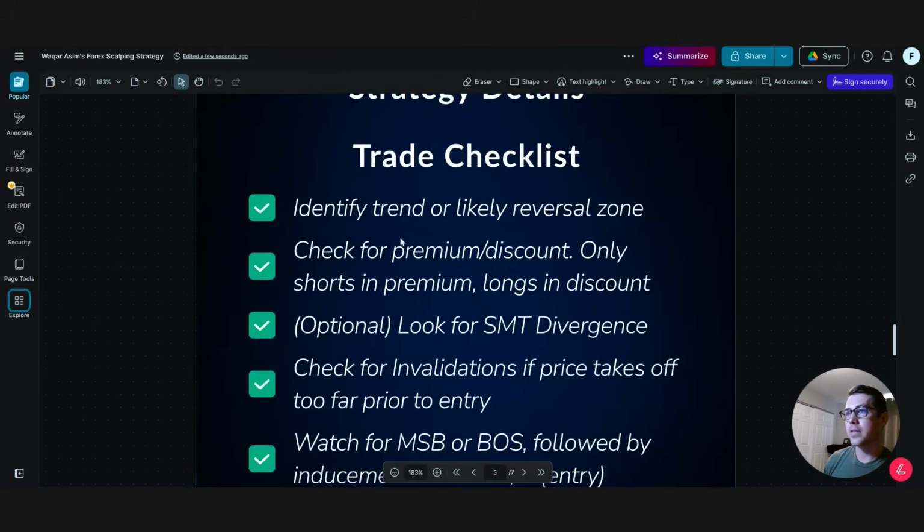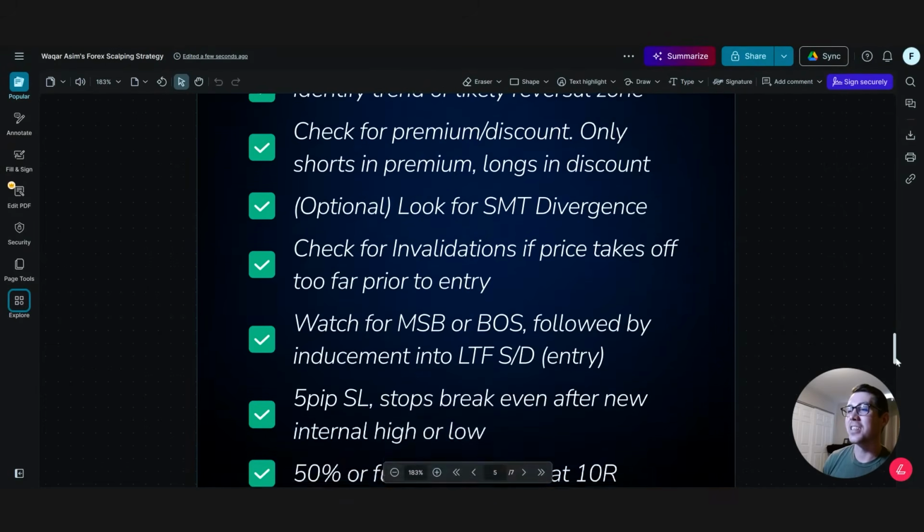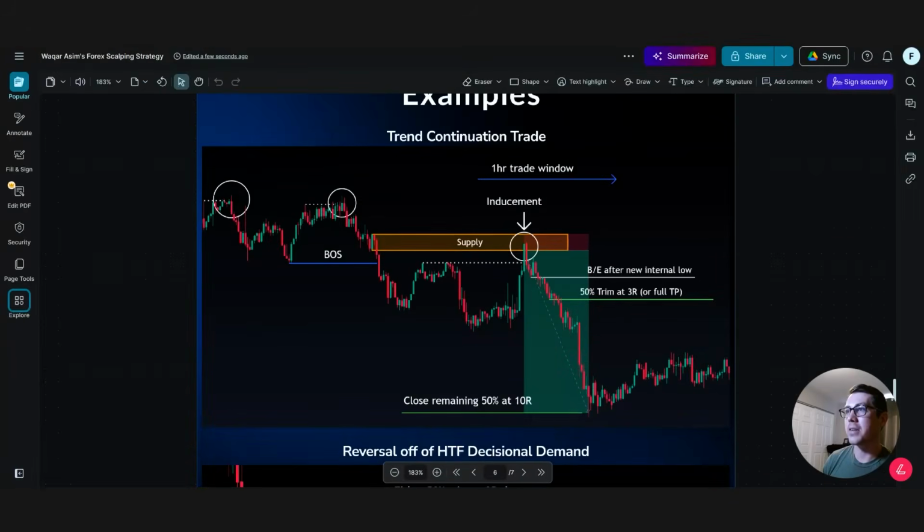So I have the checklist for you guys. You can definitely use this to try and make sure you're going through all the steps as you're identifying the trades. But let's look at a couple examples, and then we'll dive into actual backtesting.